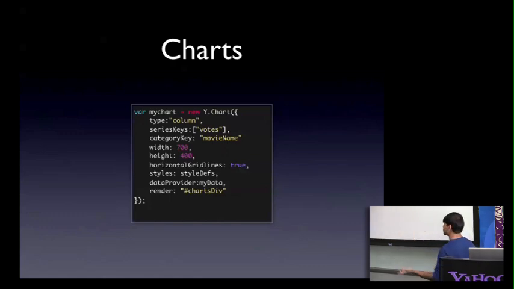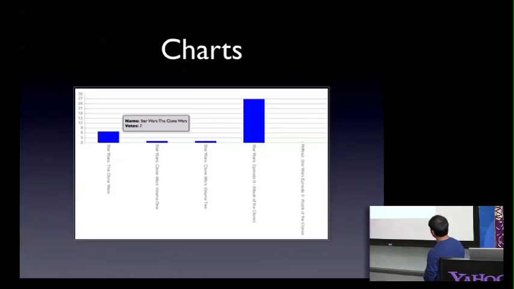So similar to how column set was working, seriesKeys kind of works in the same fashion. And categoryKey is the category along the x-axis that we want to plot this all against. So for me, that's movie name. And we set some other style parameters on that, and we get something that looks like this. It's really straightforward, but you can kind of see how you can make this look a lot nicer.